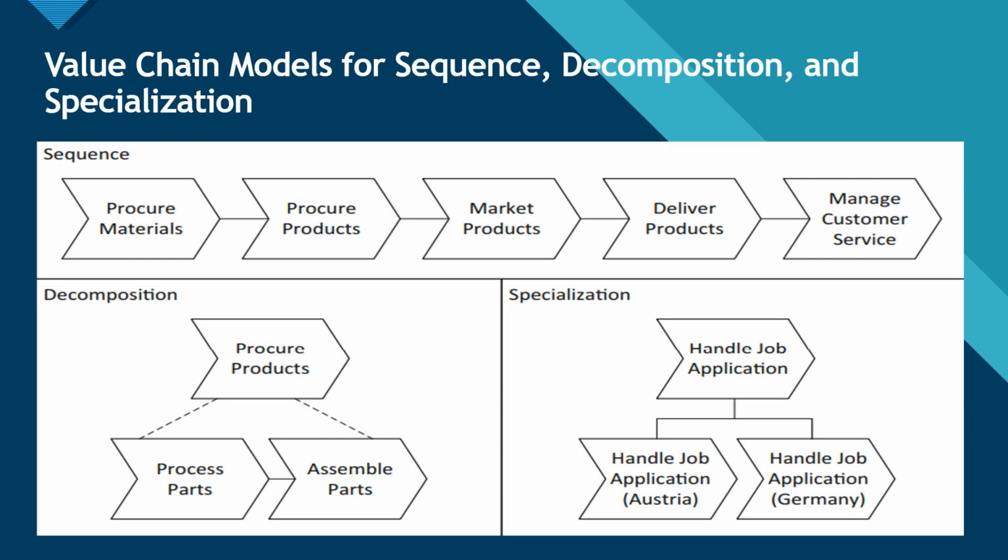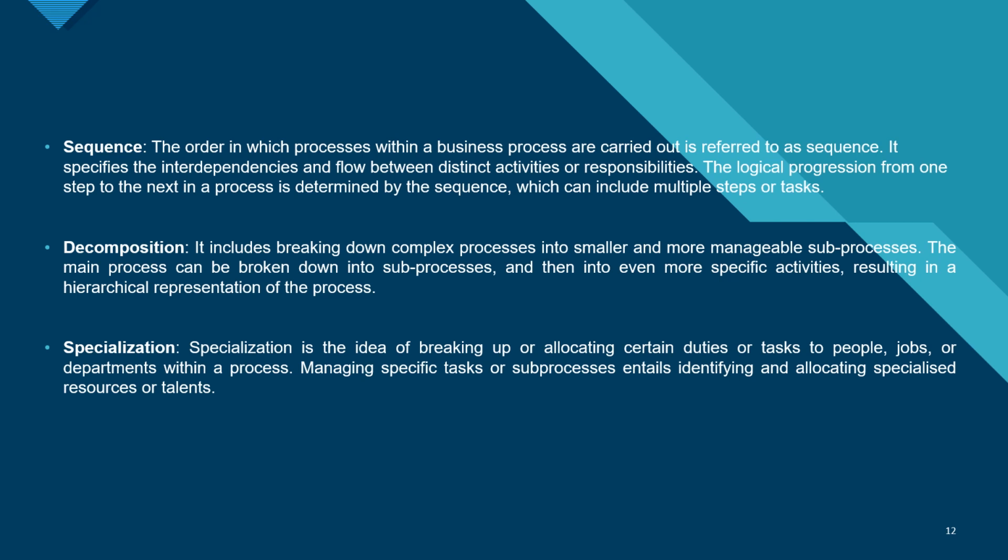Now let's go into what decomposition, specialization, and sequence mean. Sequence is basically the logical progression from one step to the next in a process, which includes multiple steps or tasks. Within a business, the processes that are carried out are referred to as a sequence. It specifies the interdependencies and flow between distinct activities and responsibilities.